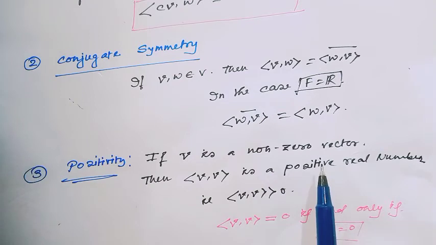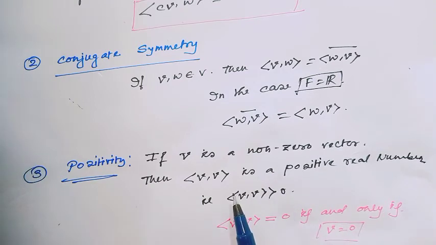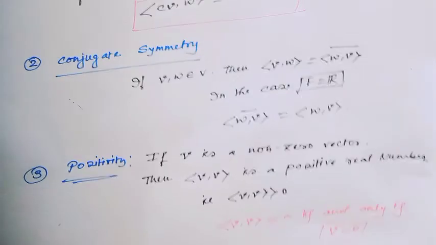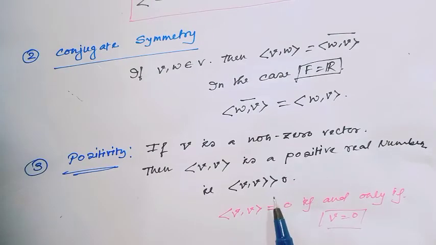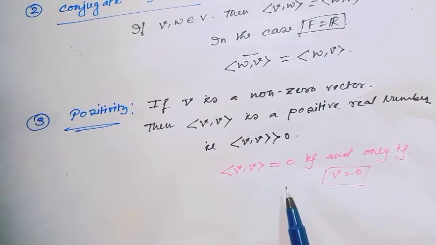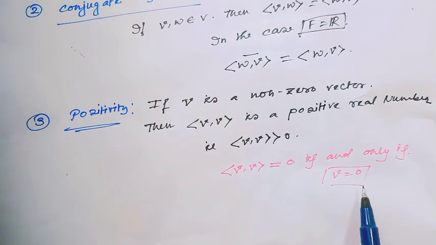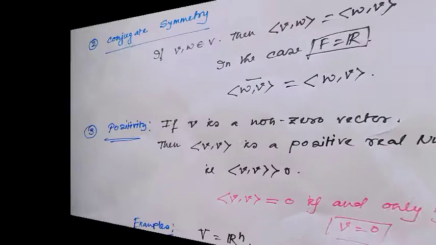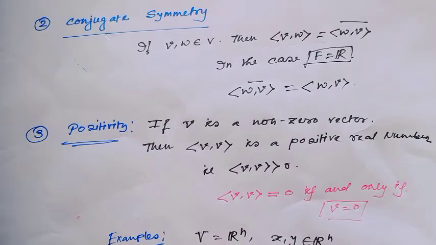If v is a non-zero vector, then inner product of v with itself is a positive real number. That means inner product of v with itself is a positive number. And inner product of v with itself is 0 if and only if v equals 0. Now let's see some examples of inner product.